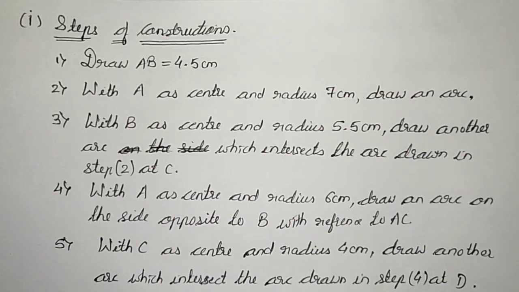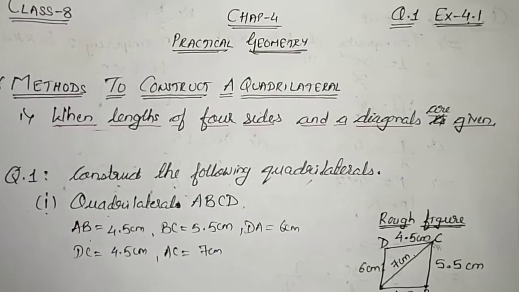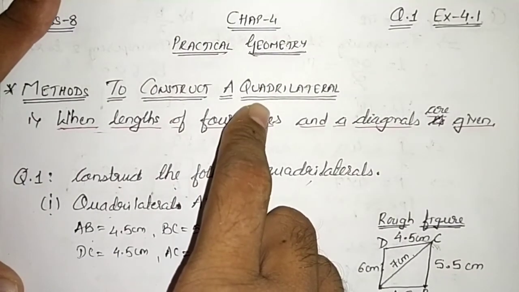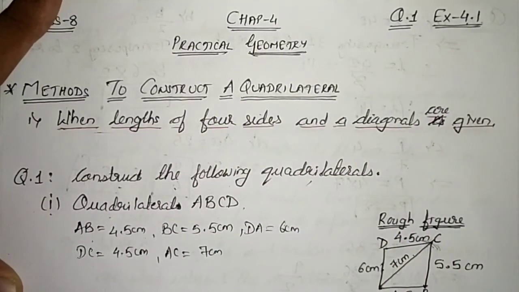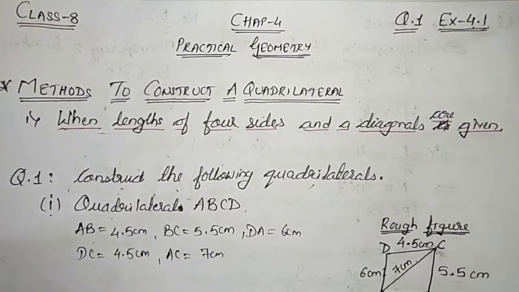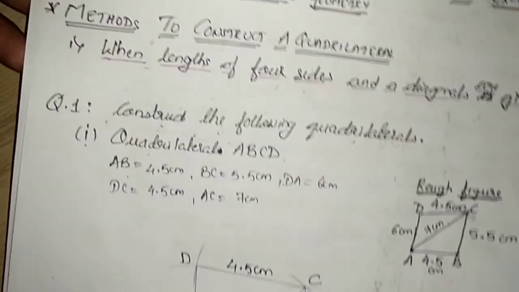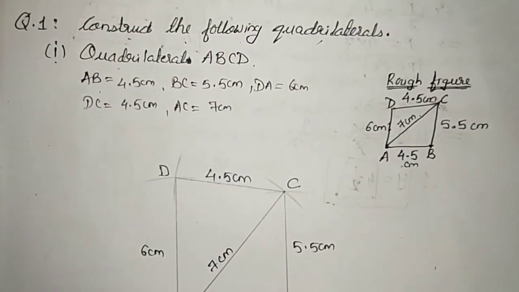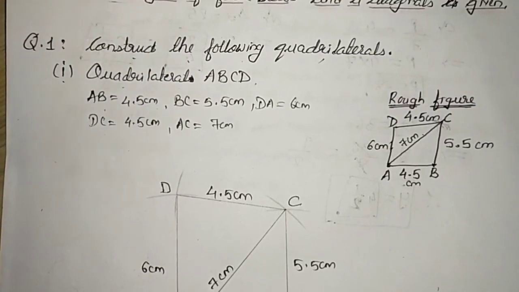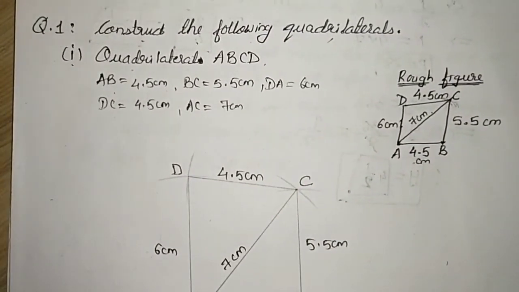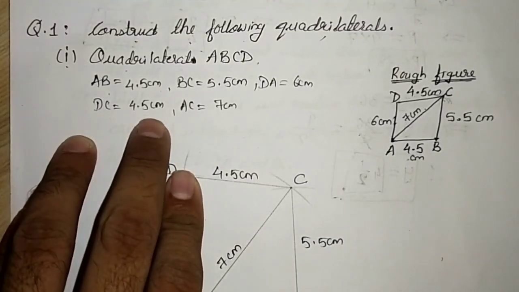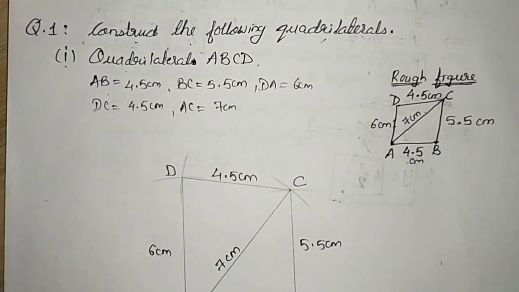Hope you have understood the method of constructing a quadrilateral when the length of 4 sides and diagonals are given to you. Rest three parts you will practice on your own, as it is very easy. If you don't understand, please take the method which I have explained in this lecture.